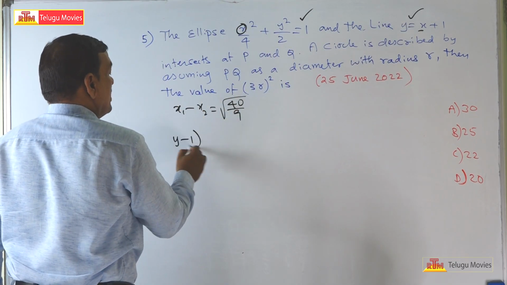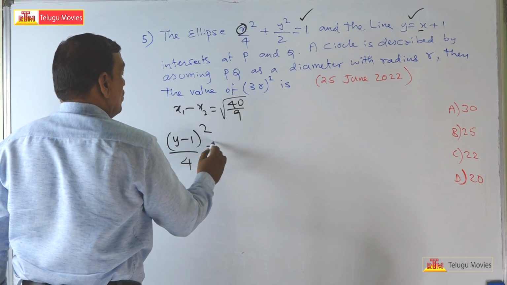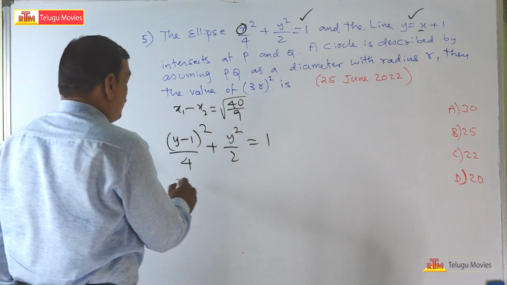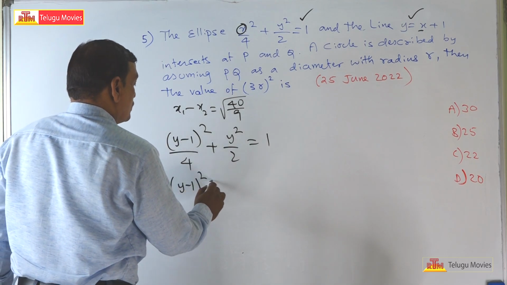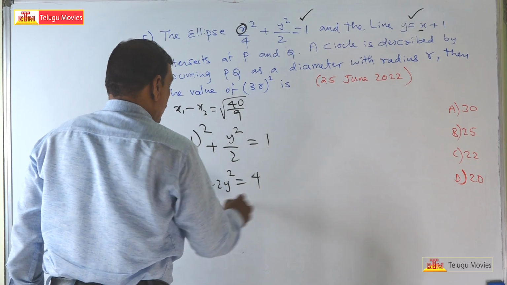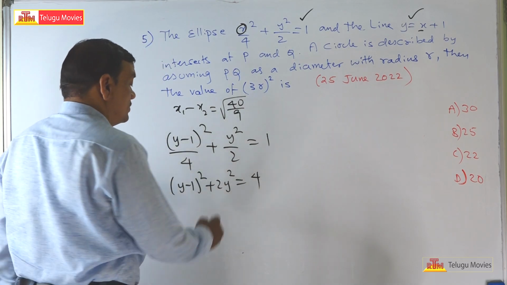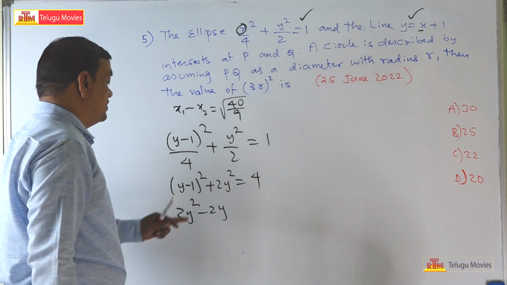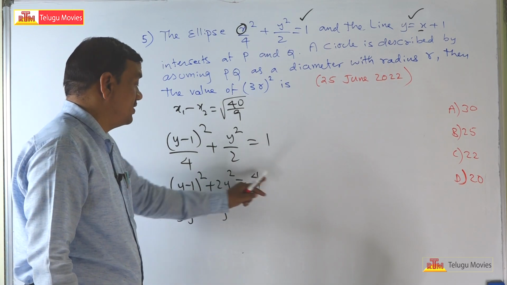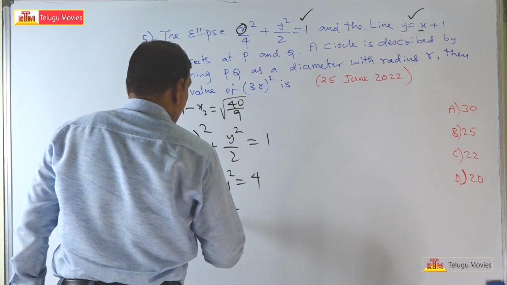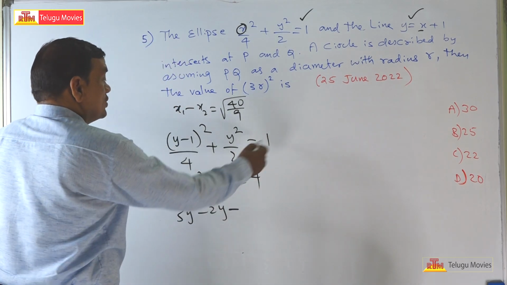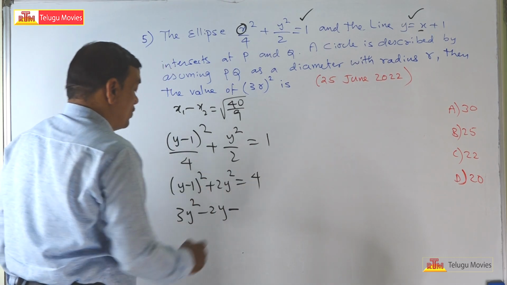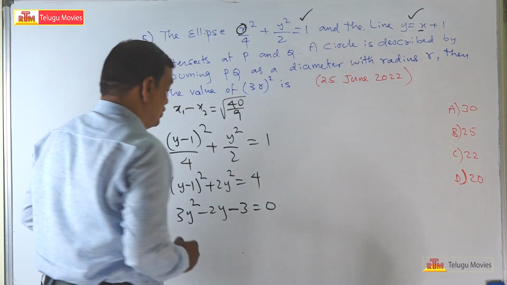So this is (y minus 1) whole square upon 4 plus y square by 2 is equal to 1. Multiply with 4: (y minus 1) whole square plus 2y square is equal to 4. So this is y square plus 2y square, that is 3y square minus 2y plus 1, and multiplying the other side with 2, plus 1 minus 4 minus 3 is equal to 0.